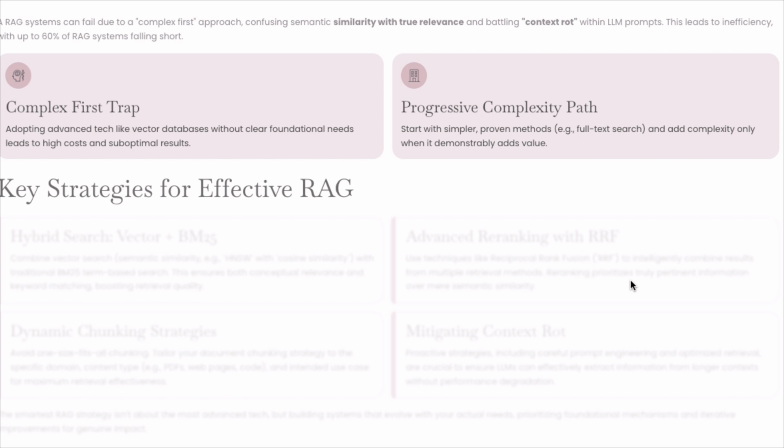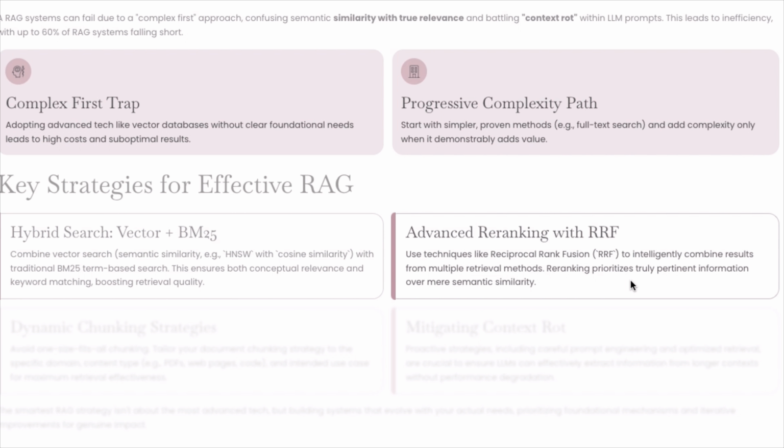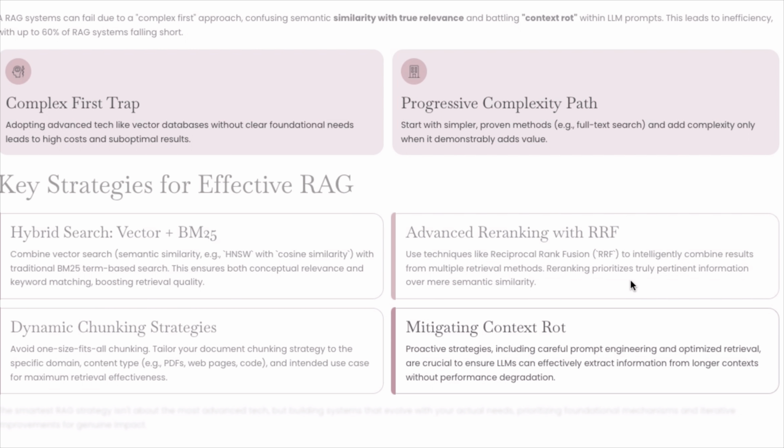And then we will not leave this without saying what the key effective strategies found for RAGs are. We have the hybrid search. This is becoming a lot more popular. And then we have the advanced ranking. We mentioned this earlier too. And then we have a new method that I didn't mention earlier, which is dynamic chunking strategies. We'll be going deeper into all of this in the next video. And then we have the migrating context routes.